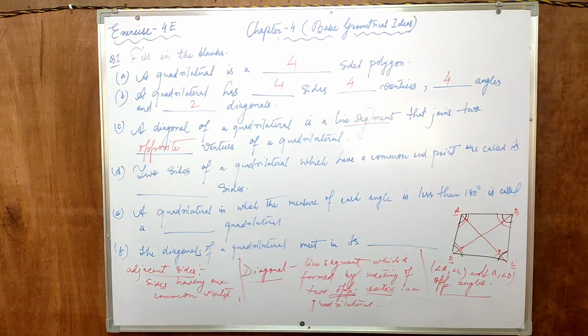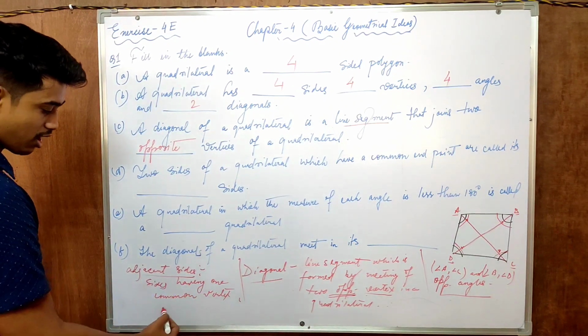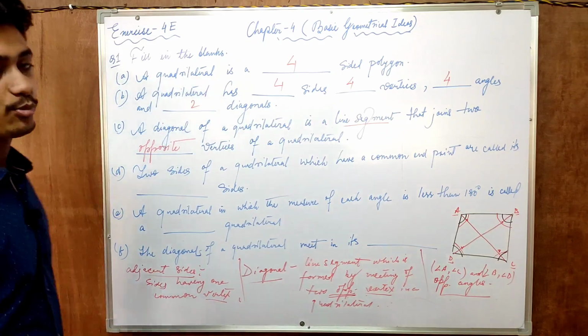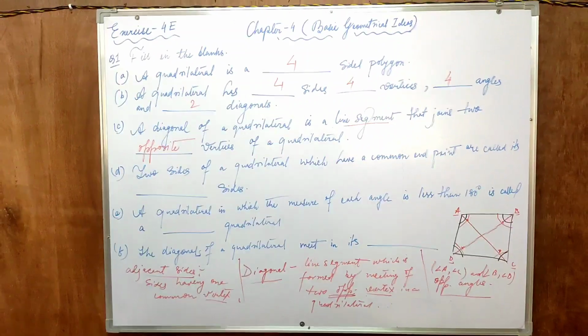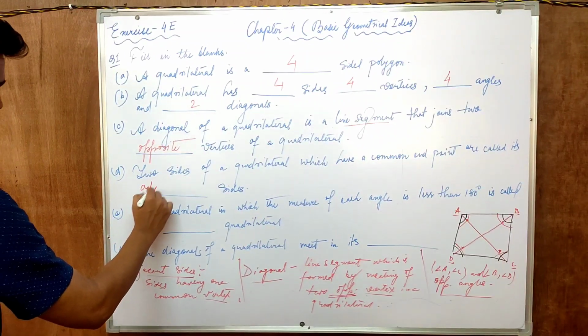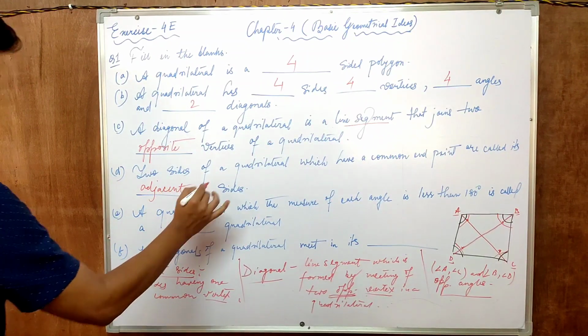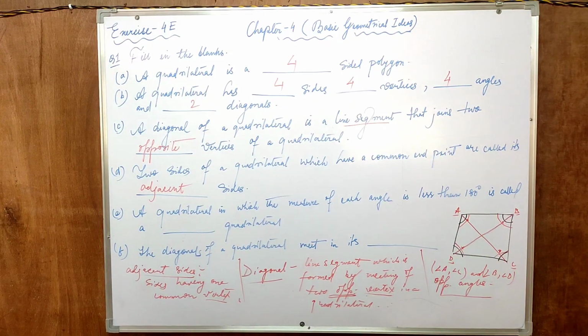Now next question. Two sides of a quadrilateral which have a common endpoint are called sides having one common vertex or common endpoint. Both are the same. Common vertex or common endpoint sides are called what? Adjacent sides. Alright, moving on to our next question.